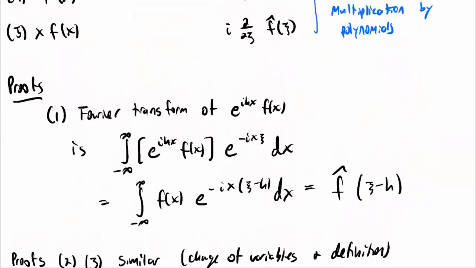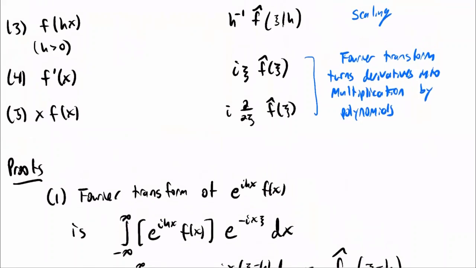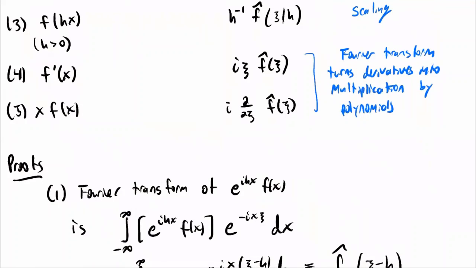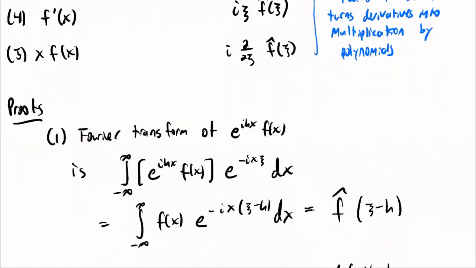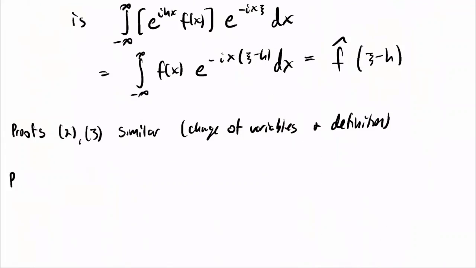And so what's a little more interesting is the proof of property 4, which we're going to go to now, which is probably the most important of these properties, which says that, again, you can use the Fourier transform to replace derivatives by polynomial multiplication. So let's now prove property 4. And so this involves the Fourier transform of the derivative of f.